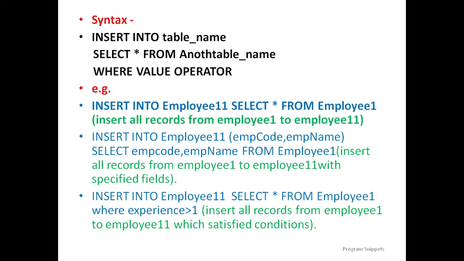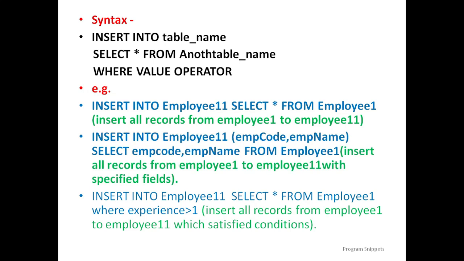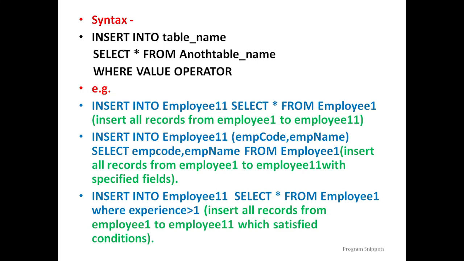For example, insert into employee 11, select star from employee 1. It will insert all records from the employee 1 table to employee 11. Then insert into employee 11 with field name, employee code and employee name, and select employee code, employee name from employee 1. Here it will insert all records from the employee 1 to employee 11 with specified fields. Insert into employee 11, select star from employee 1 where experience is greater than 1. It will insert all records from the employee 1 to employee 11 which satisfies the condition.